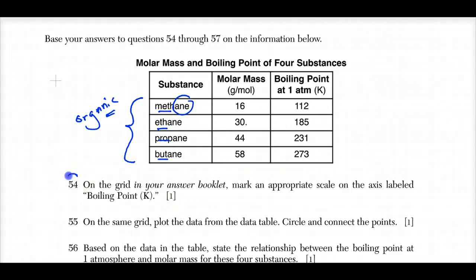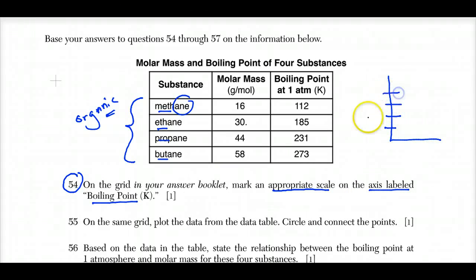So number 54, to earn 1 point, they want an appropriate scale on the axis labeled boiling point. Now a scale, when you graph, represents one that is continuous and linear. No breaks. If you put a break here, you're going to get this wrong. It has to be continuous. Now appropriate means it shows a relationship or some kind of trend. So if you made your scale so small that your line is almost flat, you'd lose a point.